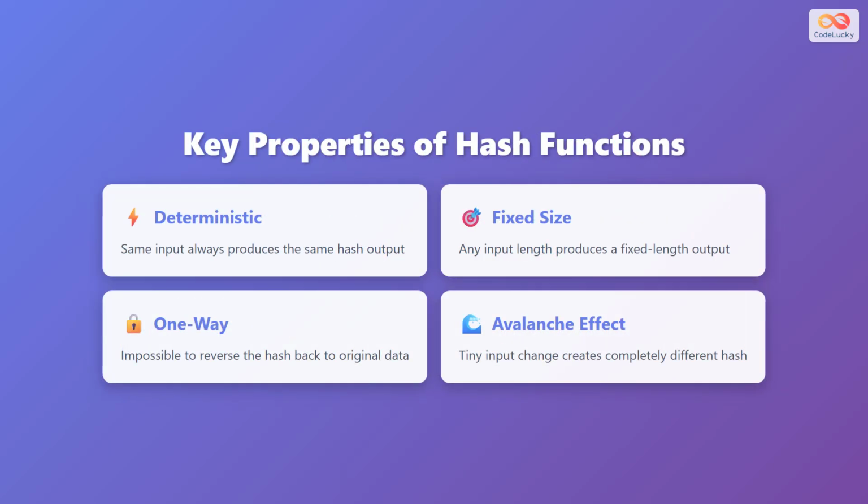Hash functions have four essential properties that make them suitable for blockchain. First, they are deterministic, meaning the same input will always produce the exact same hash output. Second, they produce a fixed size output regardless of input length. Third, they are one-way functions, making it computationally impossible to reverse the hash back to the original data. Fourth, they exhibit the avalanche effect, where even the tiniest change to the input produces a completely different hash. These properties work together to create a secure and reliable cryptographic tool.